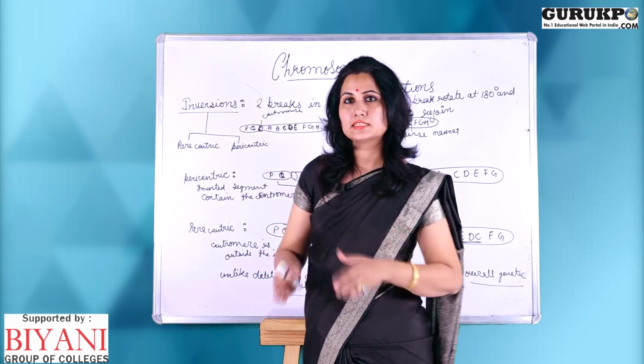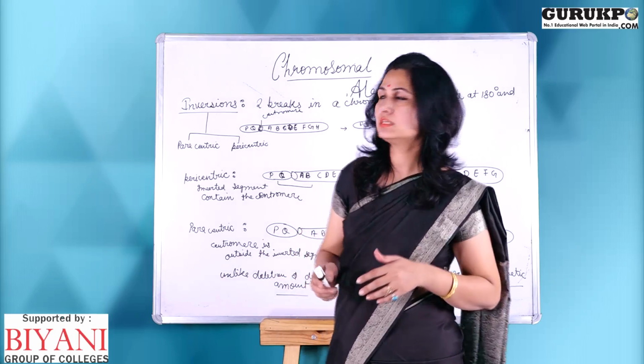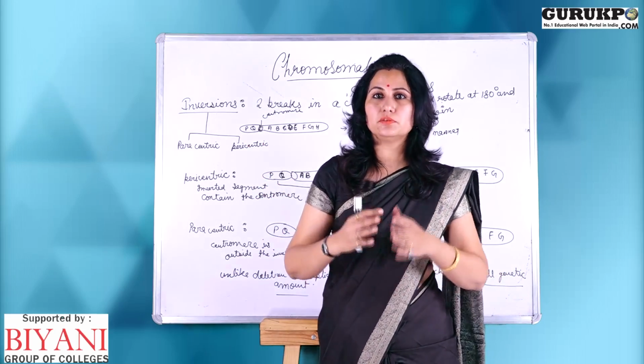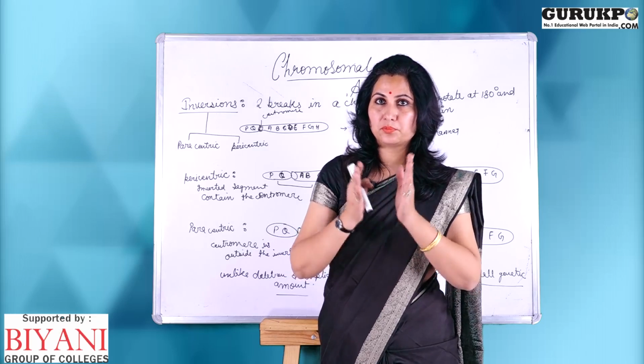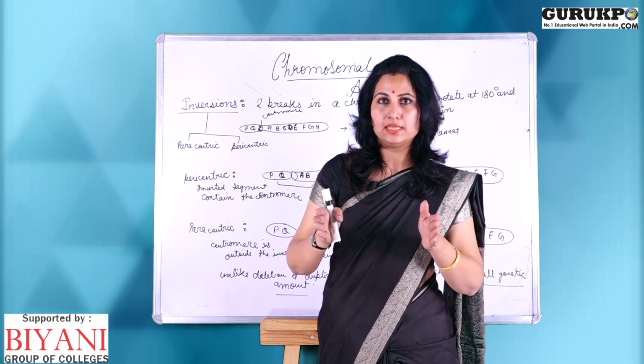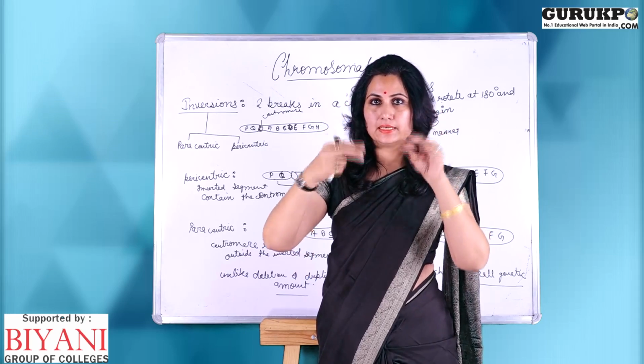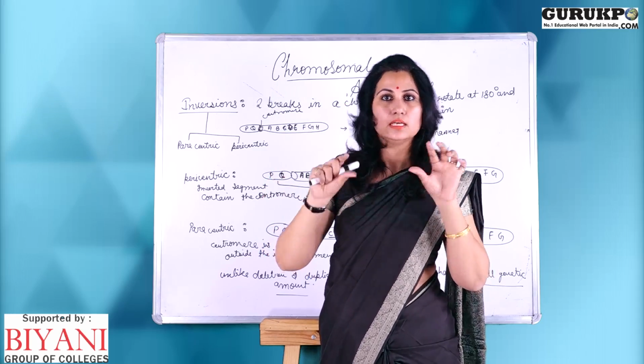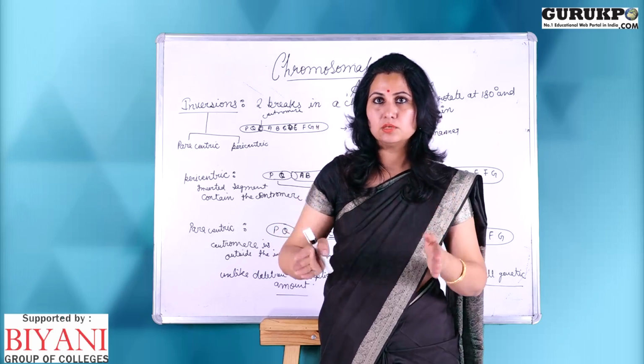So friends, the next type of chromosomal aberration is the inversion type of chromosomal aberration. What occurs in inversion? In inversion, the chromosome breaks at 2 points. Then this portion gets inverted by 180 degrees, and then it rejoins at the same place where it had already broken.